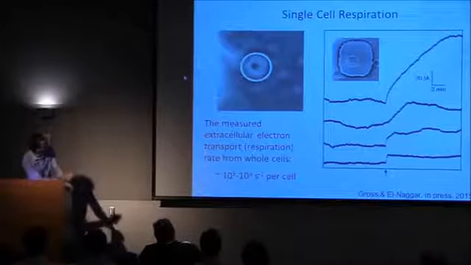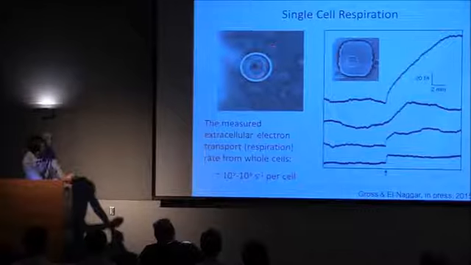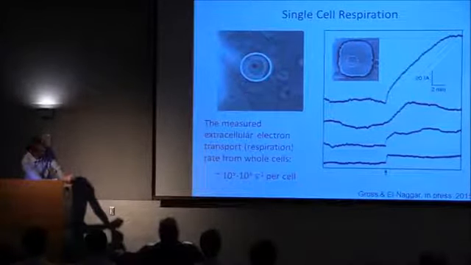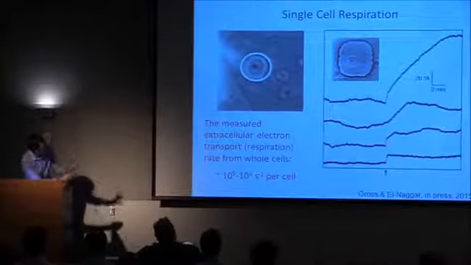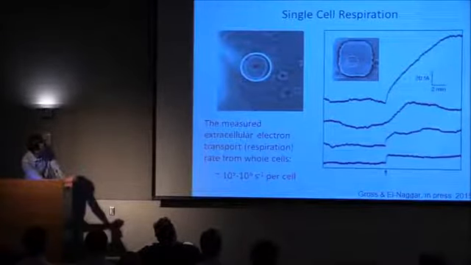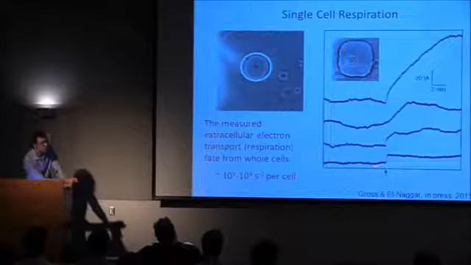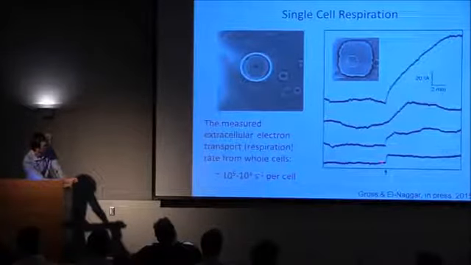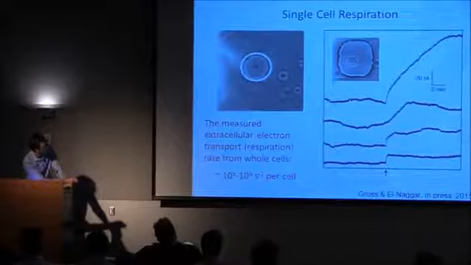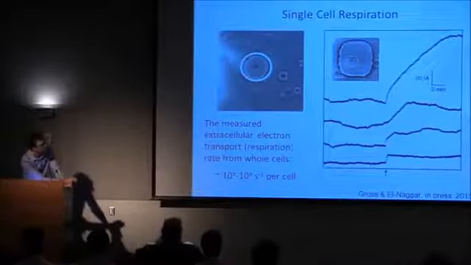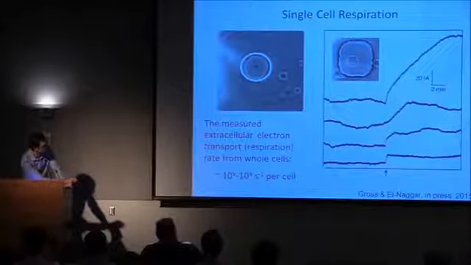So the circle is the microelectrode, and that cell that was swimming by was trapped by the optical trapping device, and now it's being slowly lowered and placed on the surface of the electrode. Right there, I think. Yeah. And as soon as that happens, in the current that you're measuring from the electrode, you can see a sudden jump in the current that is on the order of a few tens of femtoamps. So that number actually translates to about 10 to the 5 to 10 to the 6 electrons per second per cell.